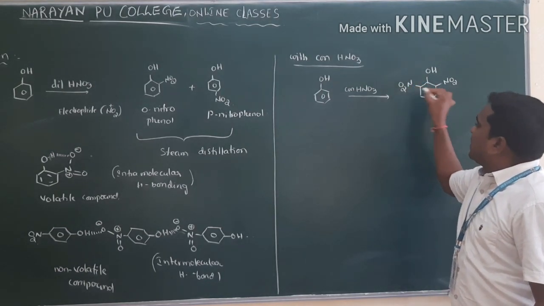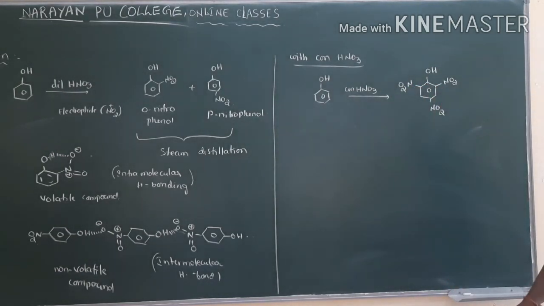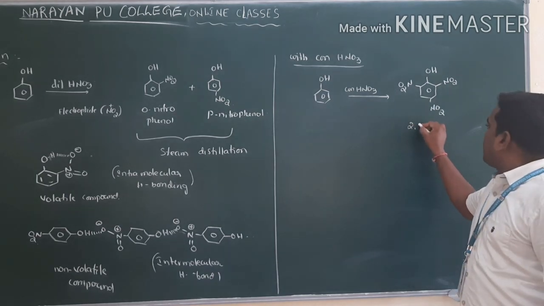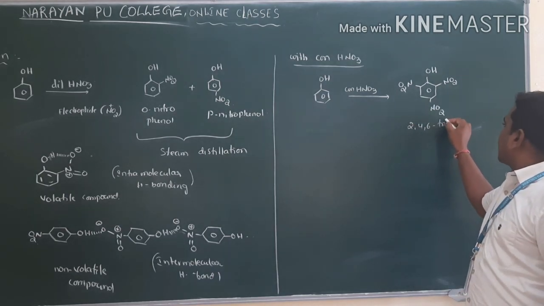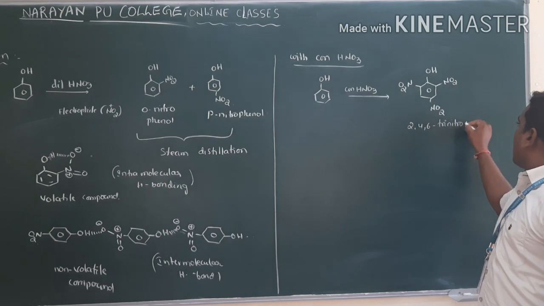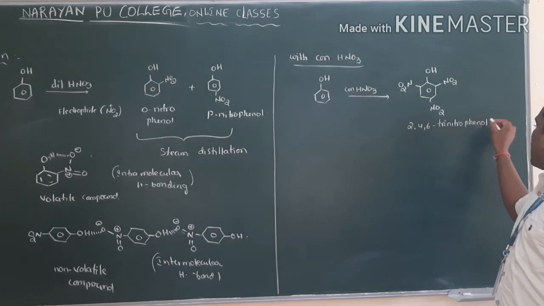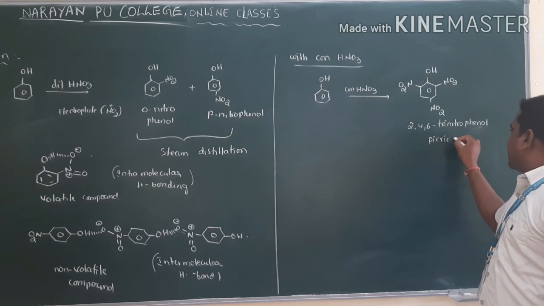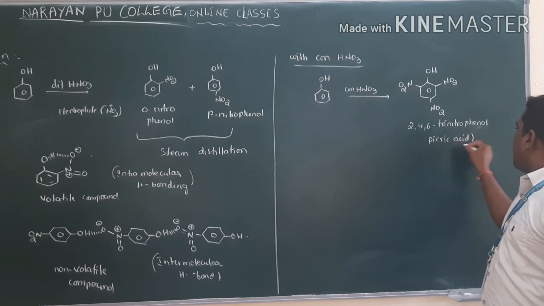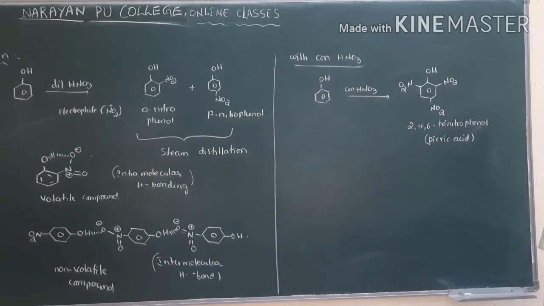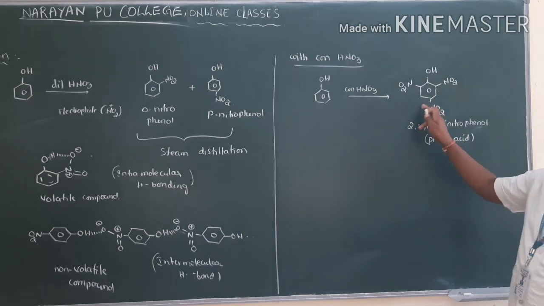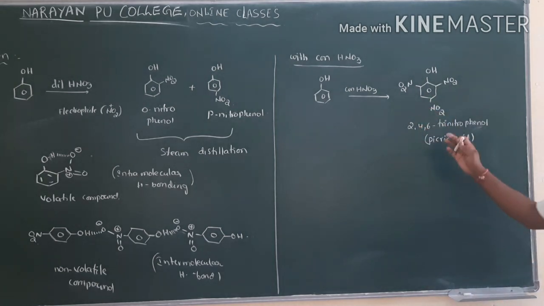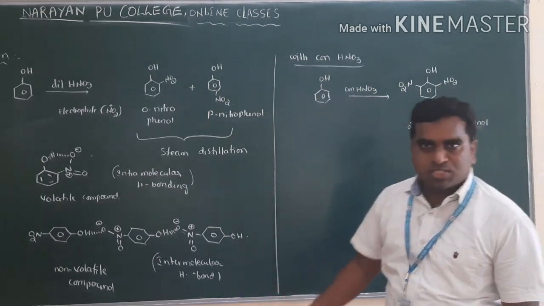Here, which one? NO2. So what is the name of this compound? 2,4,6-trinitrophenol. Trinitrophenol can also be called picric acid. Clear? But nowadays picric acid is not synthesized by using this method.